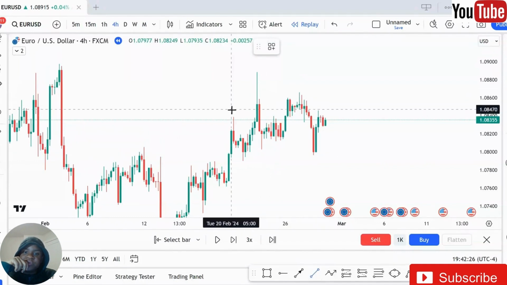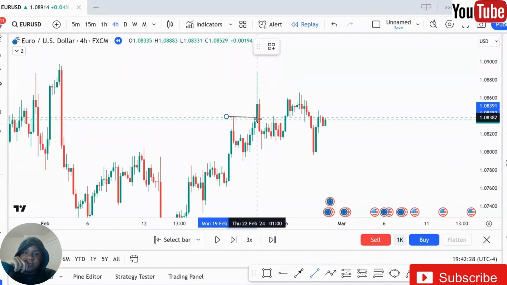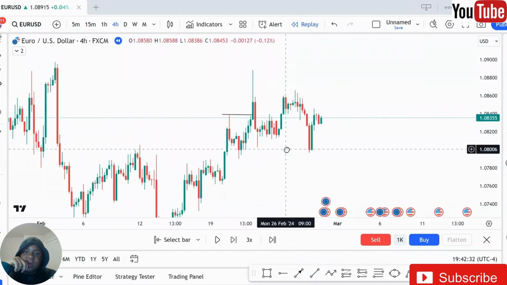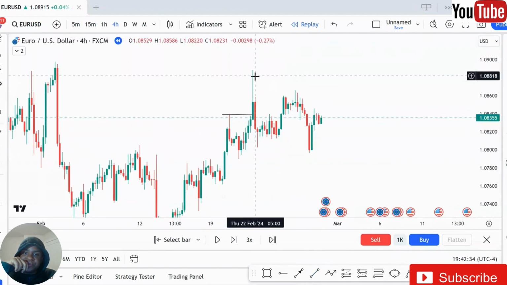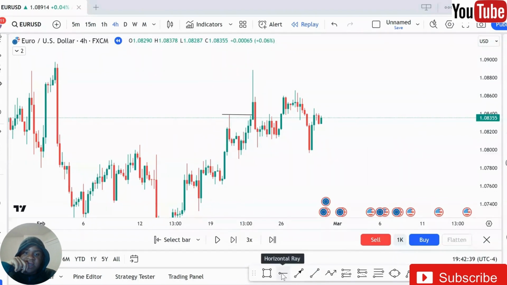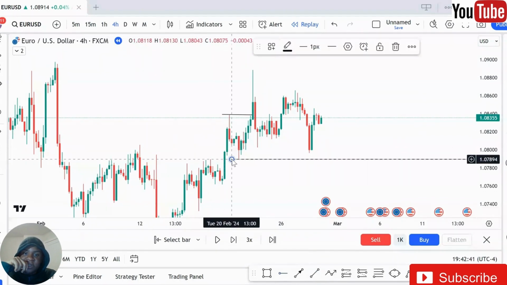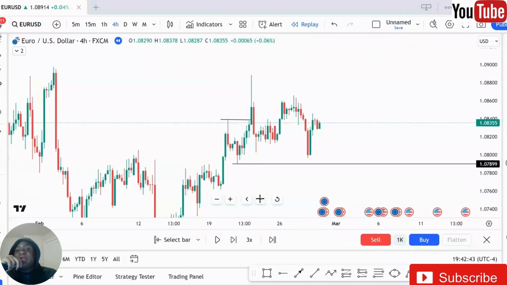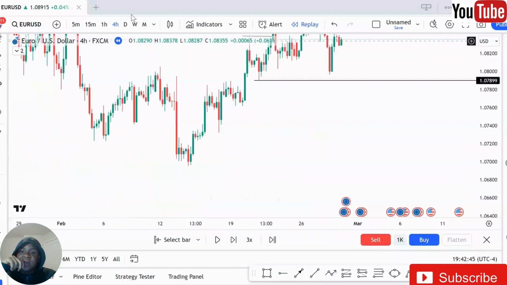Now this is a break of structure here. There is a break of structure here. This was what created the break of structure. This is the low and this is the high. You can put a line there. This was the idea I came up with because I really got very confused, so it helps me a lot.